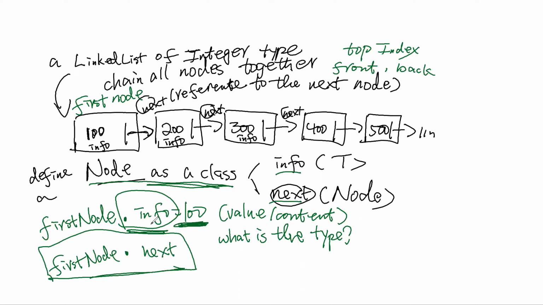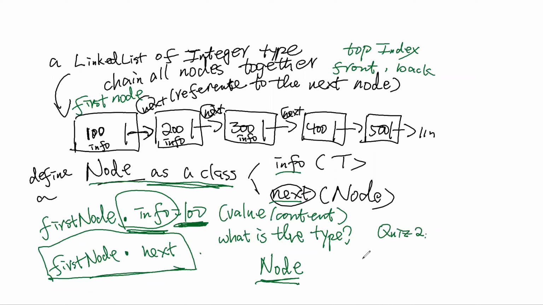And how about its next? What is the type? It's integer, it's a character, it's a string, it's an employee, it's an account. It is a node. Yeah, very good. Okay, this is the type, a node. So keep this in mind. It's a node. Okay, so this is our second quiz question.